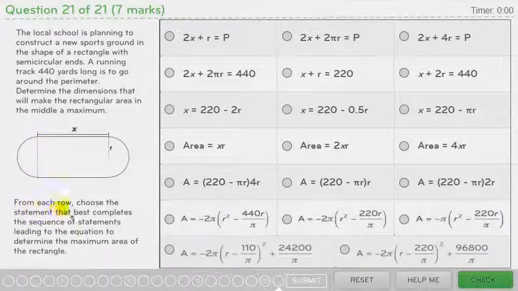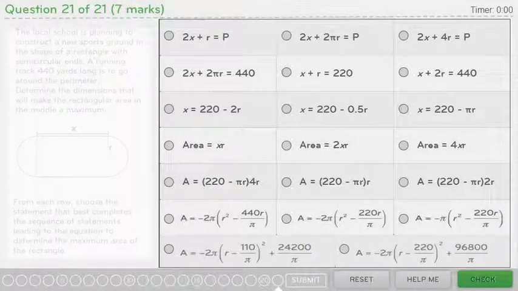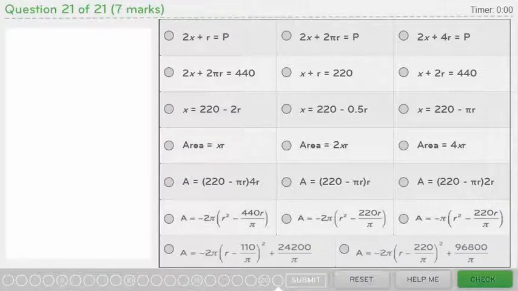On the right, for each row, we need to choose the statement that best completes the sequence of statements leading to the equation to determine the maximum area of the rectangle. Let's get started. The first thing that we need to do is come up with an equation for the perimeter.